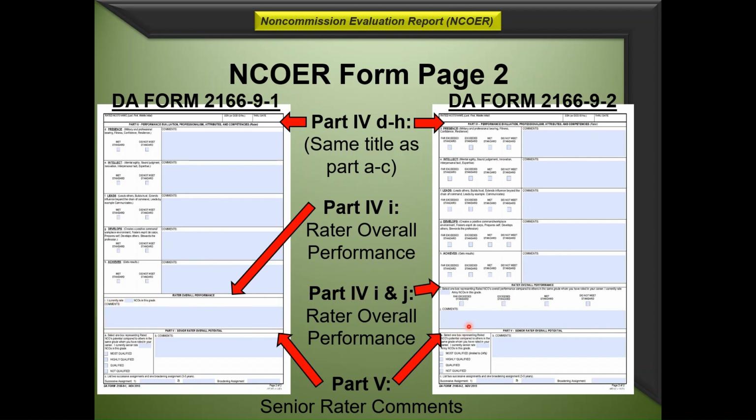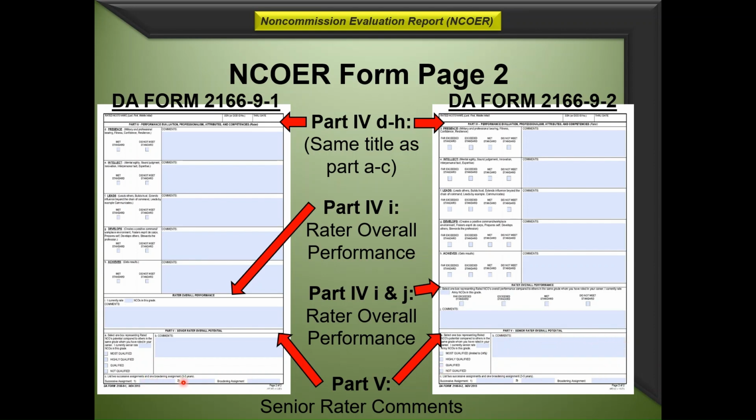Then when you get to senior rater potential, it is still pretty close on both forms. But the big key difference is that the senior rater is limited on how many times they can use the most qualified. On the sergeant one, they can give as many qualified or most qualified as they would like to. Now, this right here is done in narrative. Everything above here is all bullet points, but down here in the senior rater overall potential on both forms, it is done in narrative format.